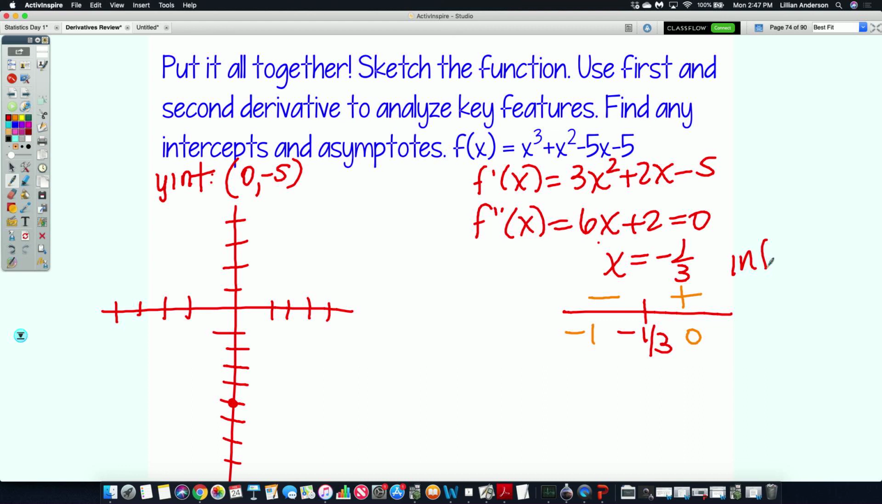Anybody find it? You just have to plug those numbers into the original function, correct? I do have to plug into the original, and so we're going to get a -88/27.